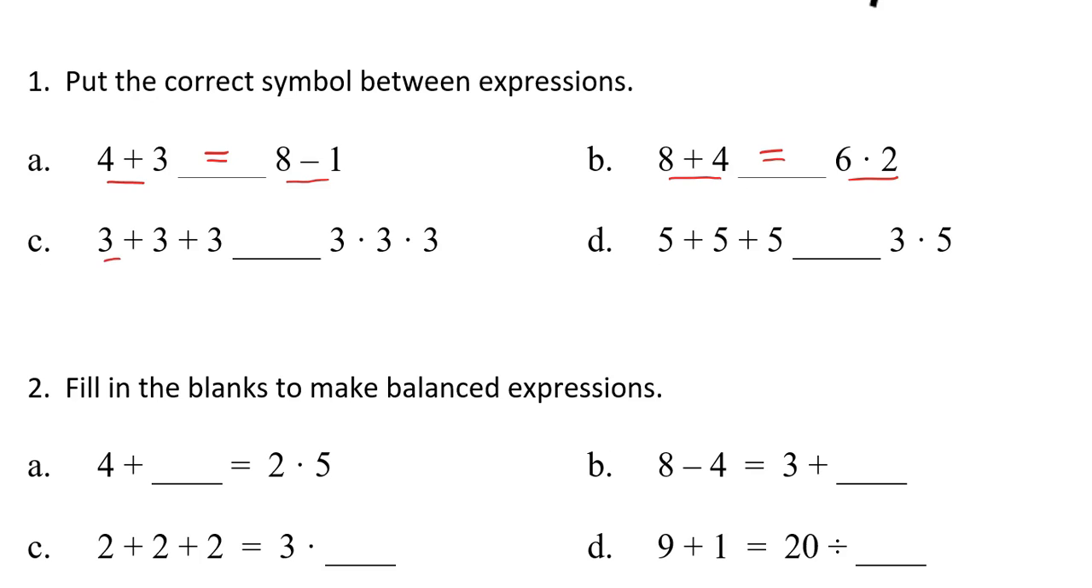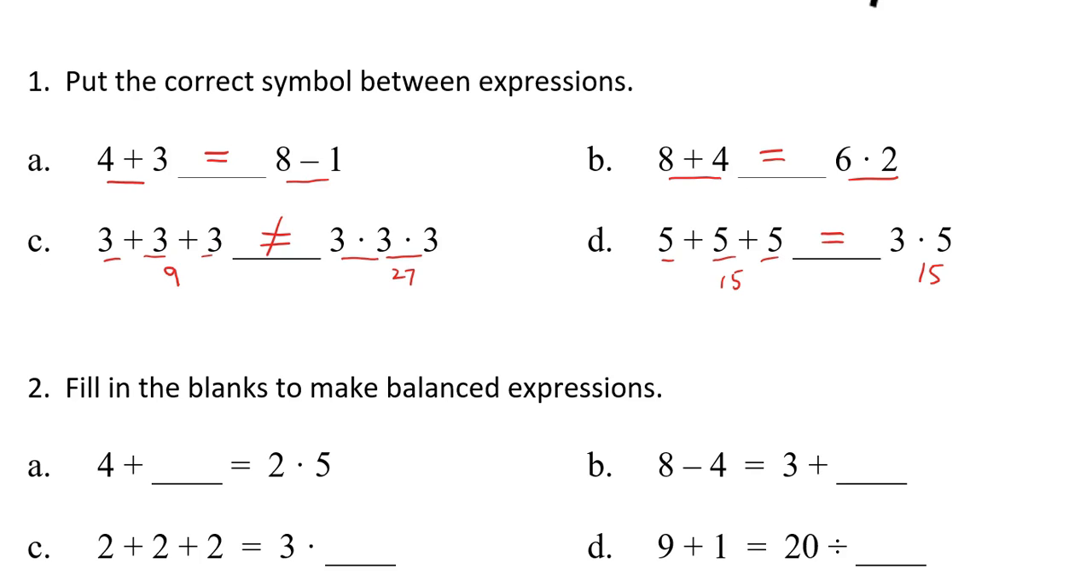In question C, I have 3 plus 3 plus 3. Well, that equals 9. Well, 3 times 3 is 9, times 3 is 27. So those expressions are not equal. In question D, I have 5 plus 5 plus 5. That's 15. 3 times 5 is also 15. So those expressions are equal.